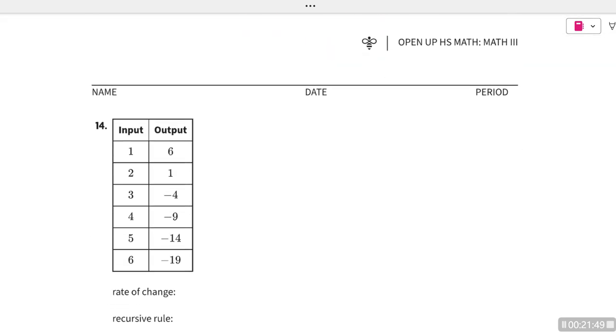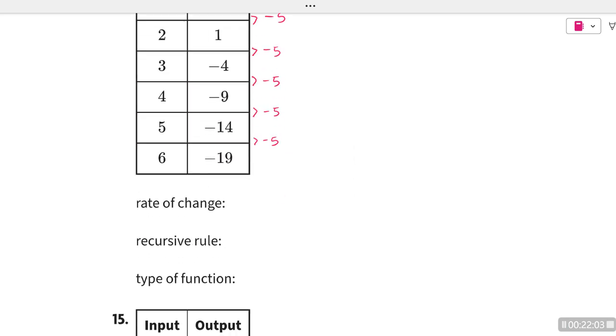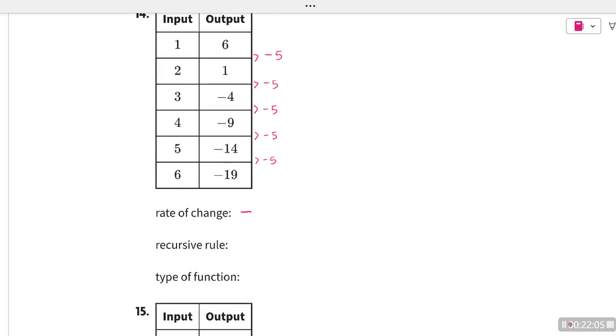Okay, let's go to problem 14. So problem 14, here we are subtracting 5, subtracting 5 again, and again, and again. So our first difference is constant. It's a constant -5, which means this is a linear function, right?